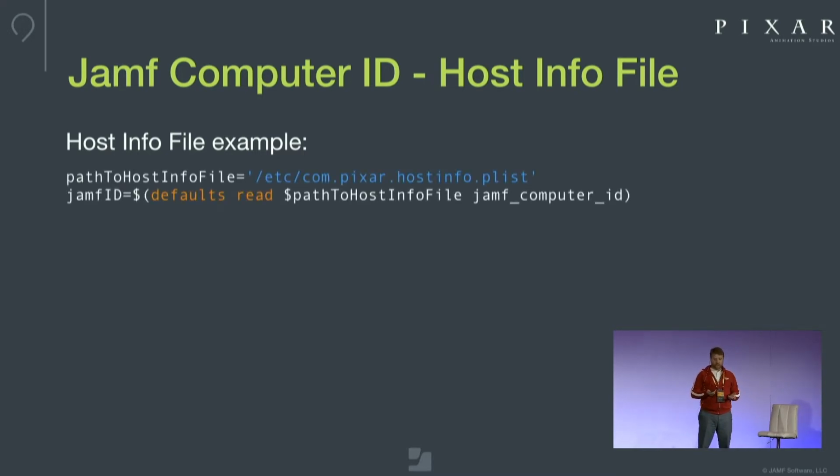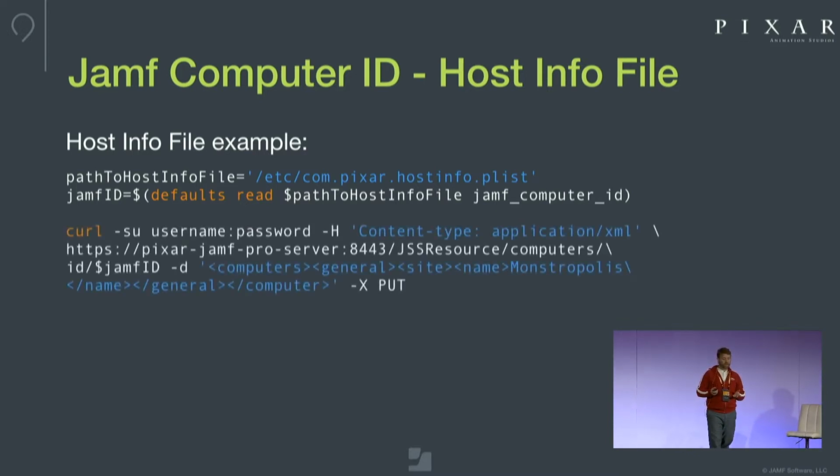We're defining here the path to your file and your Jamf ID based on the output of, in this case, defaults, not PlistBuddy. Defaults read the path. The Jamf Computer ID is the key. And then the information you get will probably, in our case, be a 4-digit number. Then we have that as the variable. We're then using that with curl. This is the exact same final line of the previous slide.